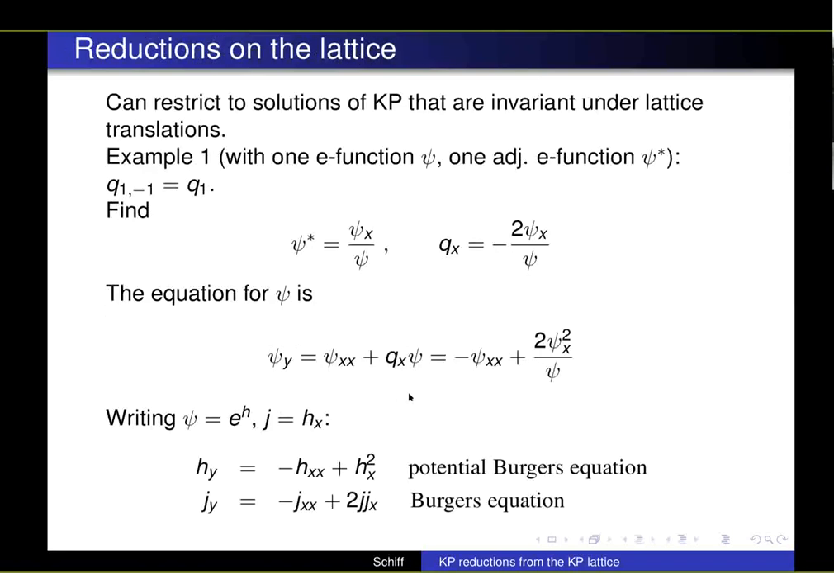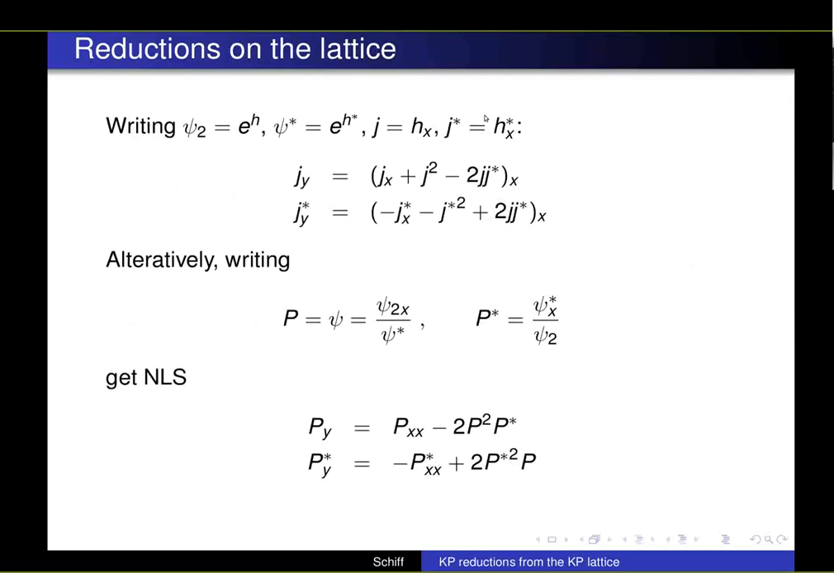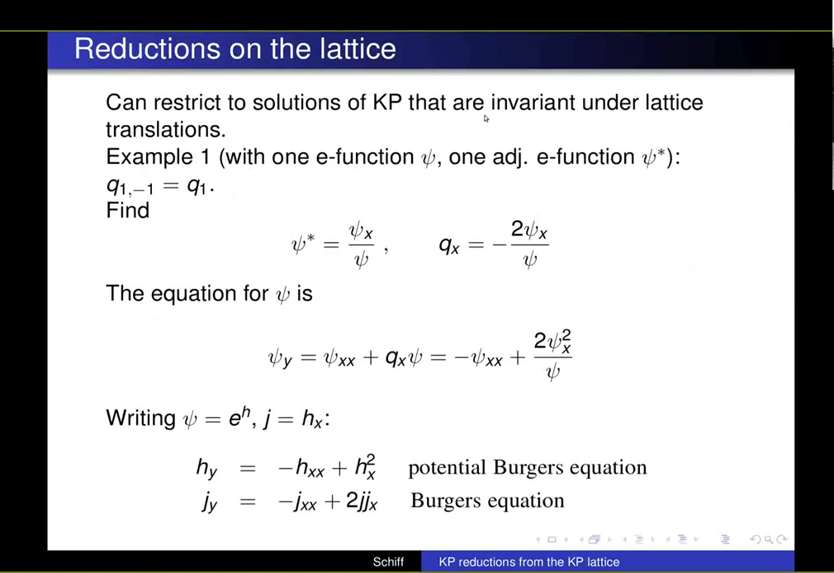I want to jump straight to the first example. So you can restrict. We know that KP can be reduced in many ways. We want to suggest, and it seems a reasonable working hypothesis, that all these restrictions of KP can be obtained by requiring invariance under a single lattice translation. So here, for example, if we have 1 eigenfunction and 1 adjoint eigenfunction, I can impose the invariance that Q1 minus 1 equals Q1. You sort out what this condition means, and without going into the details, you get the Burgers equation.